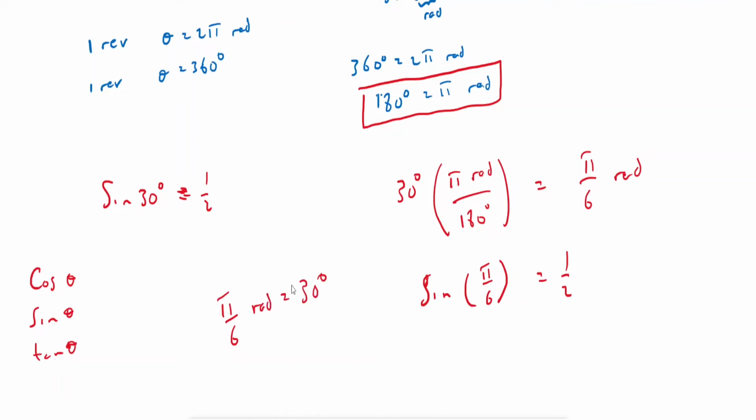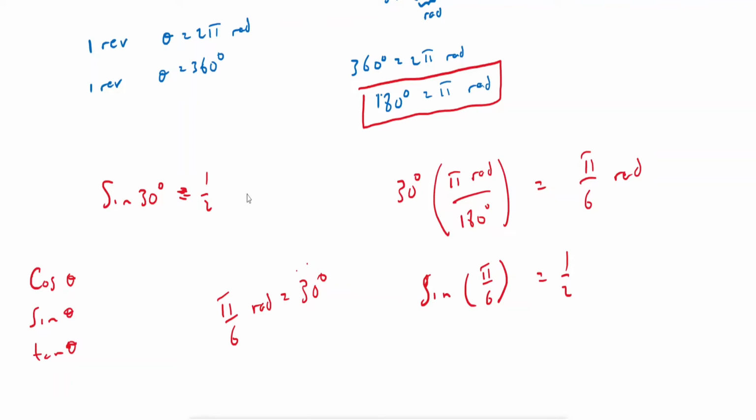Okay? So if you're using degrees, you're going to put 30. If you're using radians, you're going to put pi by 6. That's basically what it means. So you're basically converting the two. All right, so that's how you can convert from degrees to radians. It's probably going to be easy for you guys to go backwards.